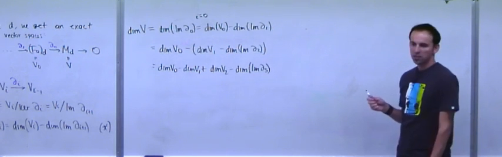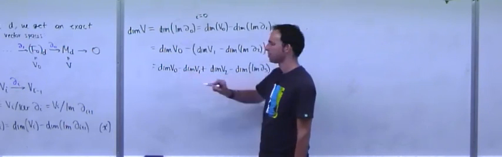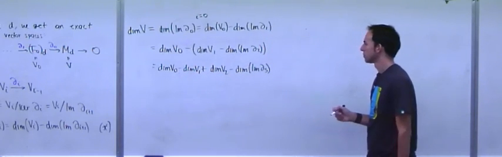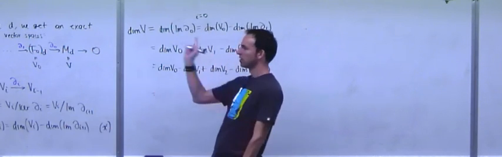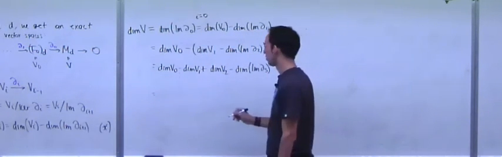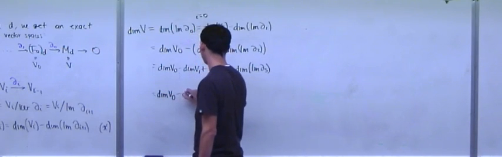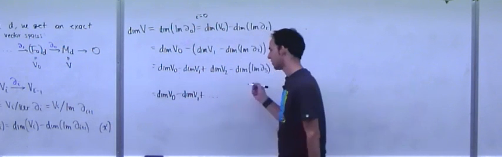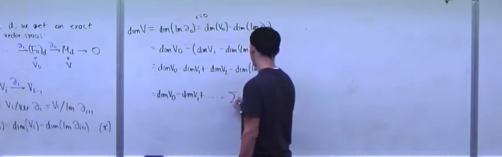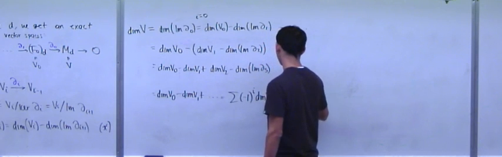And so I guess you see the pattern here. Basically, I can keep doing this, and eventually when I do this all the way to the left of the diagram, what I am going to get is the dimension of V0 minus the dimension of V1 plus, etc. And this is exactly the summation of this.